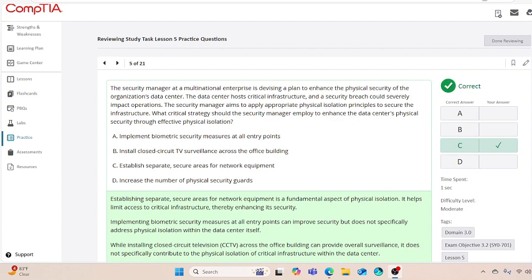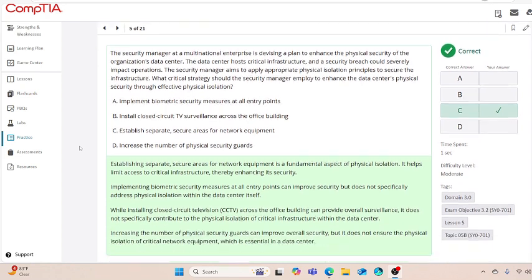The security manager at a multinational enterprise is devising a plan to enhance the physical security of the organization's data center. The data center hosts critical infrastructure, and a security breach could severely impact operations. The security manager aims to apply appropriate physical isolation principles to secure the infrastructure. What critical strategies should the security manager employ to enhance the data center's physical security through effective physical isolation?